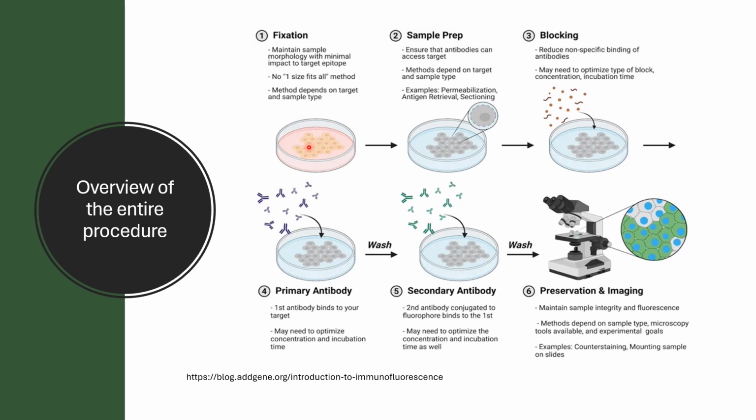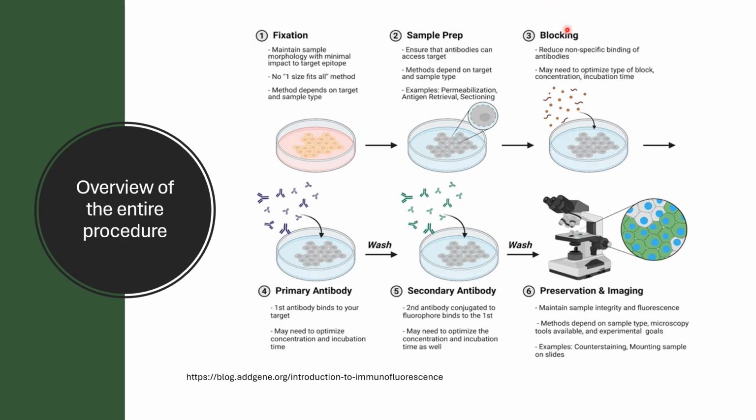Step 2. Sample preparation. In case of cells, culture them on glass cover slips or chamber slides. While using tissues, prepare tissue sections by fixing, embedding, and sectioning the tissue. Again, the methods depend on the target sample type. Examples of methods used include permeabilization. Permeabilization is often necessary to allow antibodies to enter the cells or tissues. This step involves treating the sample with the help of detergents or other agents.